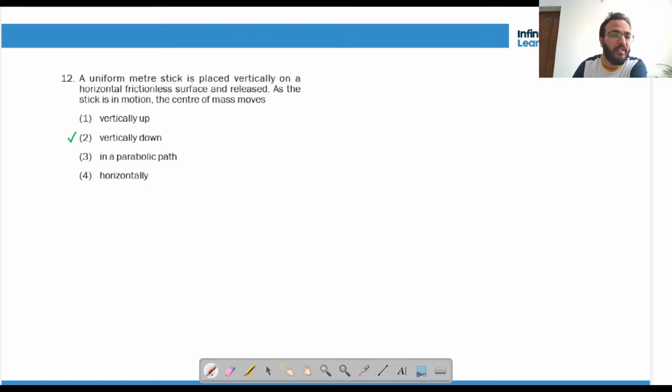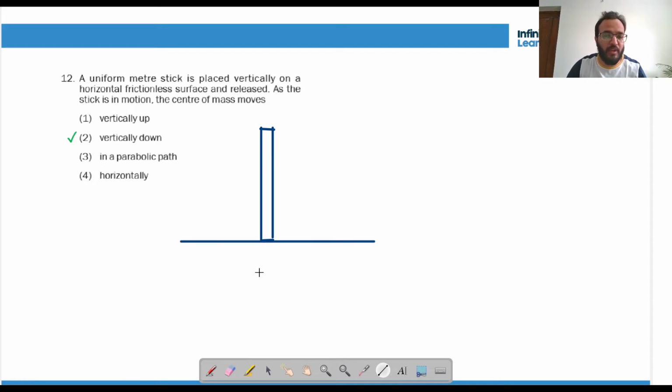Clear? Now, a uniform meter stick is placed vertically on a horizontal frictionless surface. See, suppose there is a uniform stick which is placed like this. Okay, and if it starts falling, then what will happen? Its center of mass right now is here. When it starts falling, it will always fall such that center of mass follows a linear path.